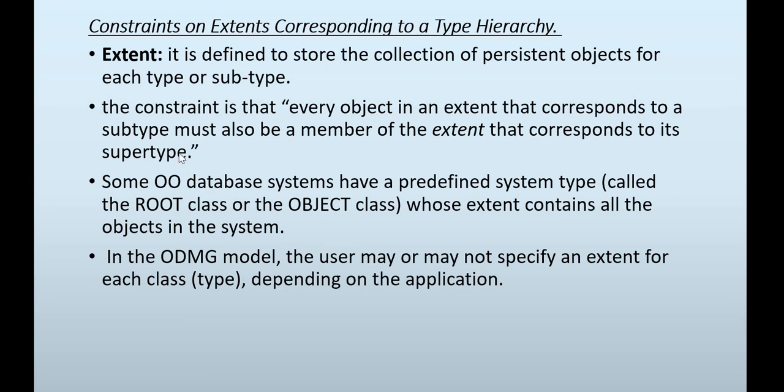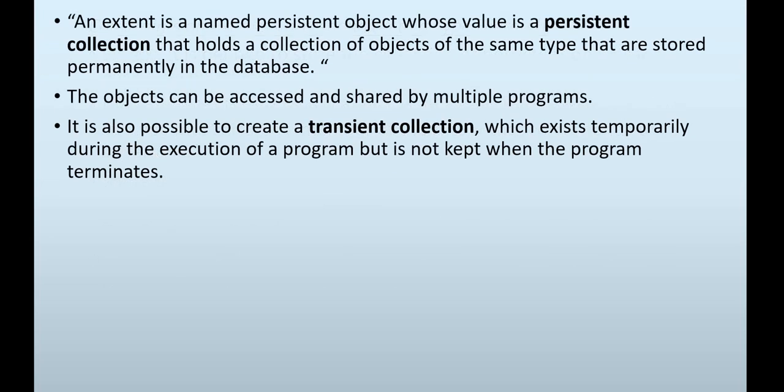Please remember the things that I'm discussing now are basically for the simplified model. Whereas in the ODMG model, the user may or may not specify an extent for each class or type depending on the application. An extent is a named persistent object whose value is a persistent collection that holds a collection of objects of the same type that are stored permanently in the database. The object can be accessed and shared by multiple programs.